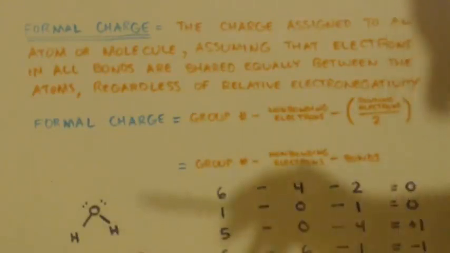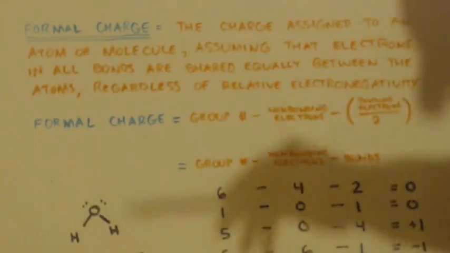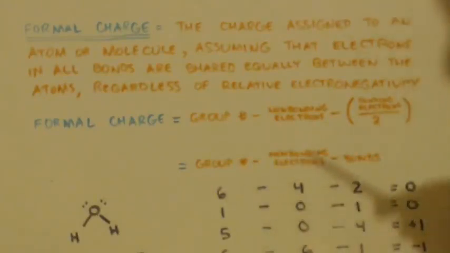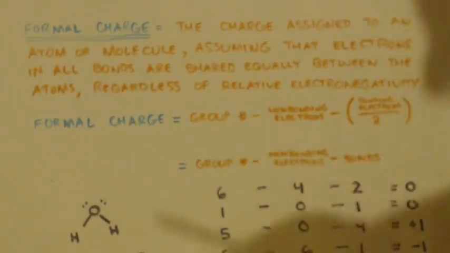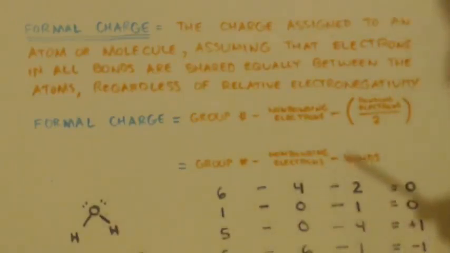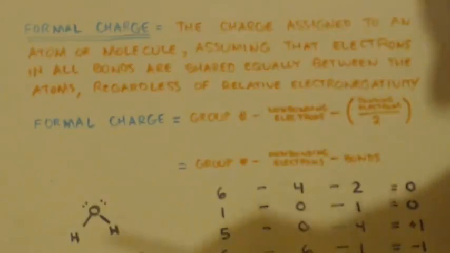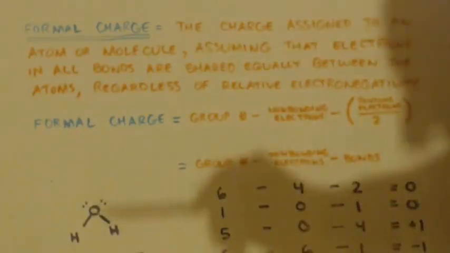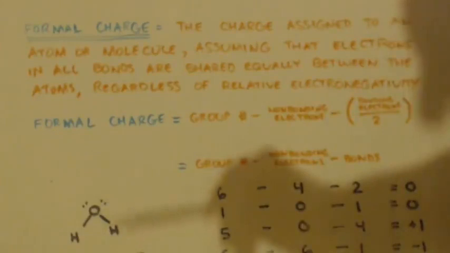So let's do an example here on this H2O. Let's find out the formal charge of oxygen, okay? Oxygen has group 6, right? Right there, group 6. How many non-bonding electrons? Let's see. 1, 2, 3, 4. So that's 4. How many bonds does it have? Well, let's see. 1, 2. So that's 2. 6 minus 4 minus 2 is 0. So what's the formal charge on this oxygen? 0.